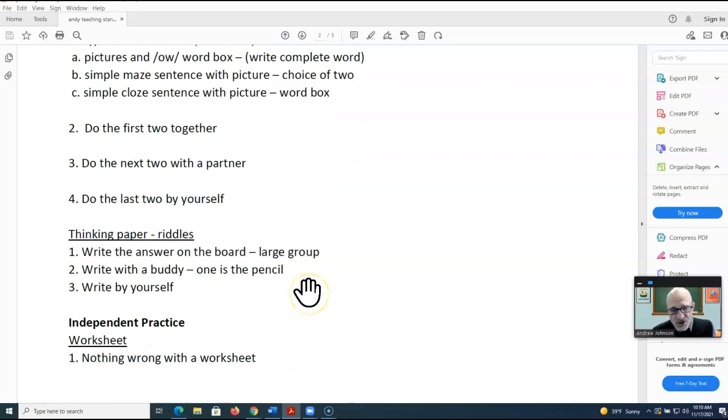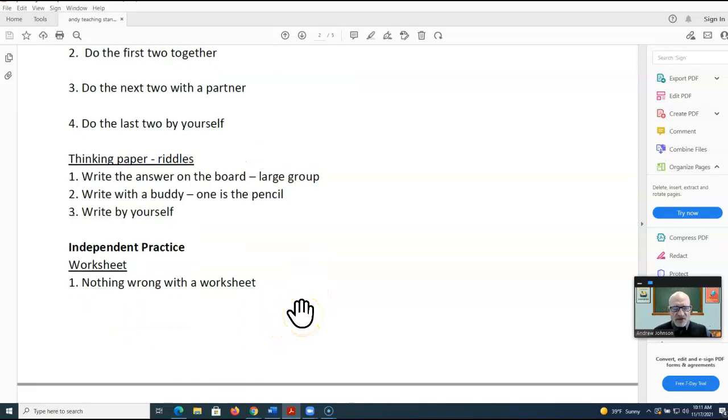If you didn't want to do worksheets, you could do riddles. Ask them the riddle, they'd write it on thinking paper, and then you would write the answer on the board. They could do it with a buddy, and then they could do it by themselves. All right, independent practice should be practice of what is already learned. If we're doing our job as teachers, students should be able to succeed with a 95 to 100% success ratio. Homework, independent practice, is not the place to challenge students. We don't use it to grade them. We use it to practice learning, to reinforce what has been learned.